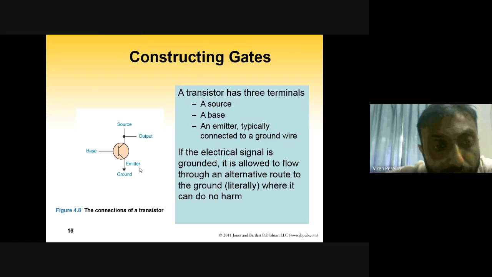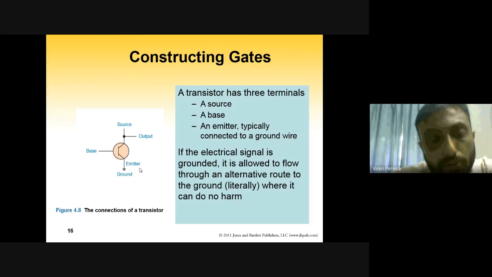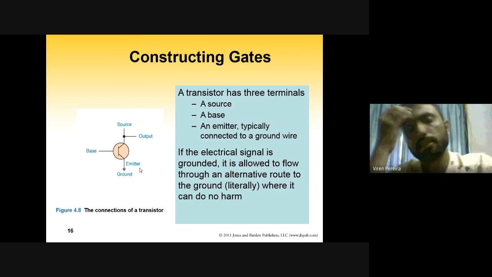So let's see, if we give 5 volts at the base, what will happen? The source, which is on top, will be shorted to the emitter. Say the source was 5 volts, and the emitter, as you can see, is grounded there, so it is 0. If the base is given 5 volts, then your source and emitter would be shorted, connected together. So the 5 volts on the source would go to ground. If 5 volts is going to ground, what is your output signal? 0 volts. Till here everyone has got it?